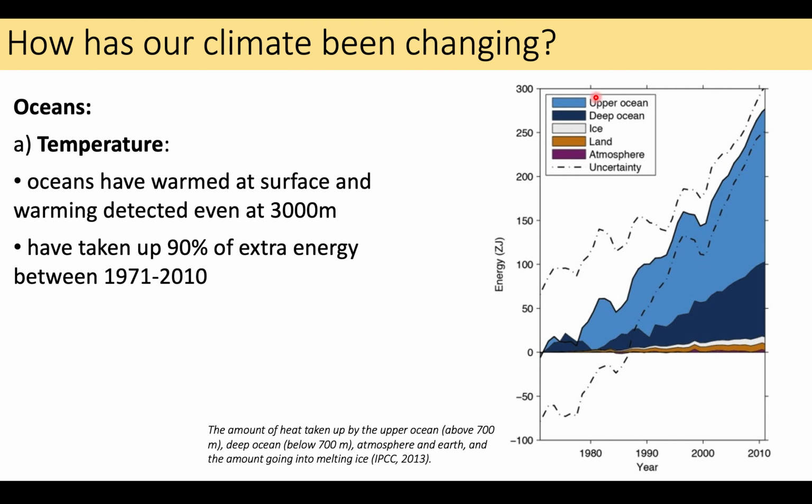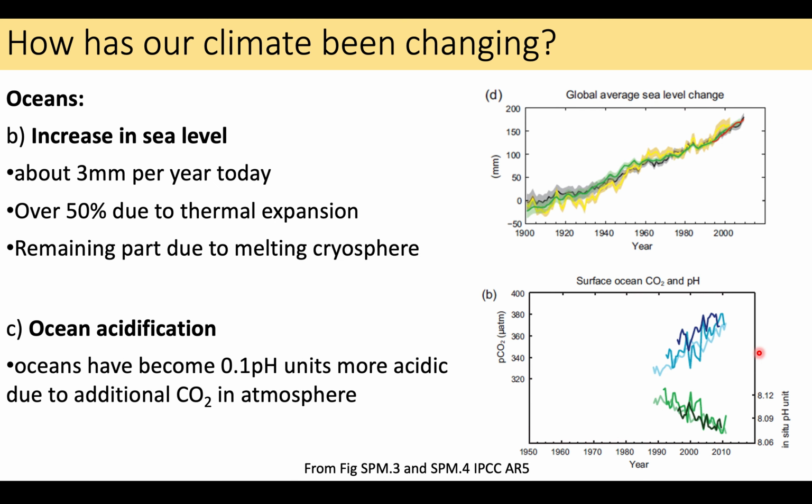You'll notice that the two blue colors are separated into the upper ocean and the deeper ocean. So our ocean is absorbing the majority of the extra energy that we have. The ice, the land, and our atmosphere make up a very small, only 10%, where the oceans are absorbing 90%. So the oceans are taking most of the brunt of this issue with our global warming.